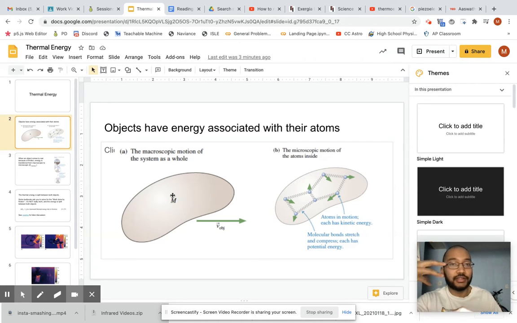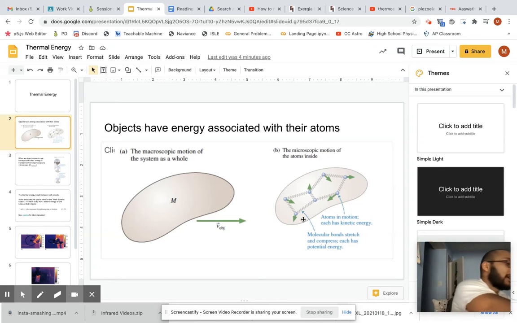There's also microscopic energy associated with this object. If you were to look at the atoms, they're jiggling, so there's kinetic energy associated with them, and they have different kinds of bonds with each other. There's an energy associated with those bonds. We call that potential energy. The microscopic energy is most relevant for us when we're talking about objects coming to rest.